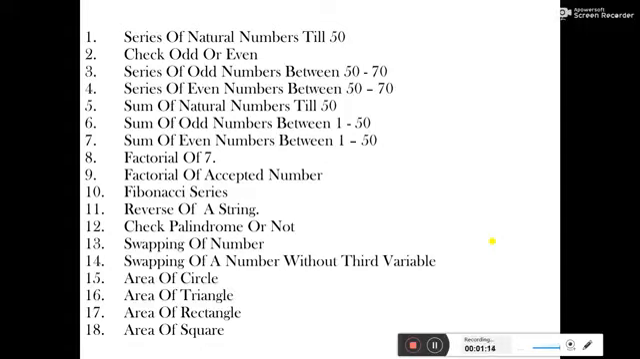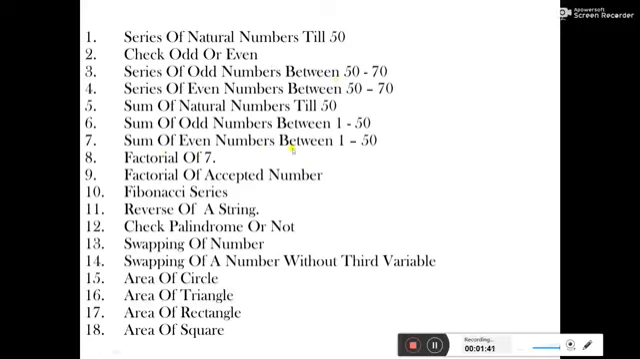These two questions are very much similar, okay? Just a difference in the condition. Now next, question number 5 is you need to display the sum of all the natural numbers till 50. That means you need to display the total sum of numbers between 1 to 50.